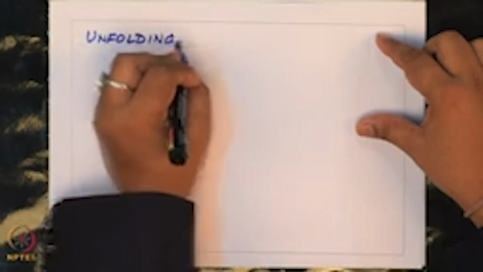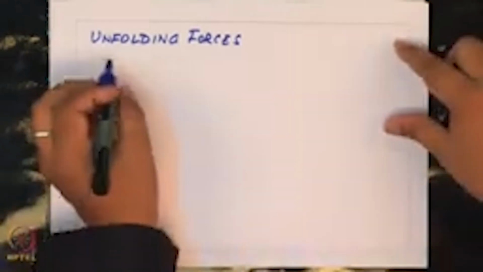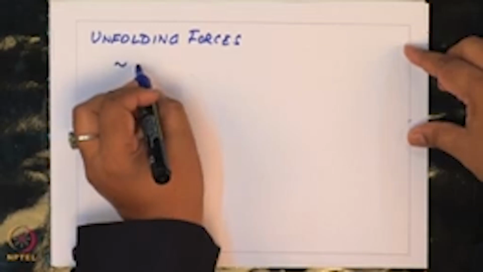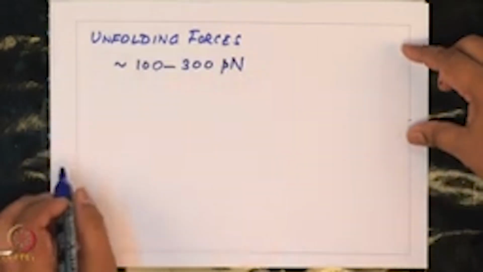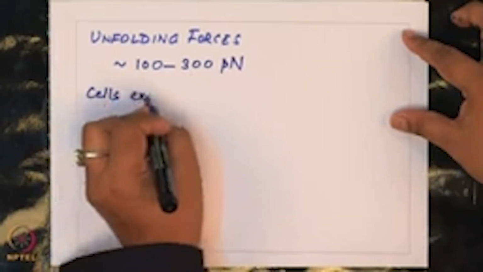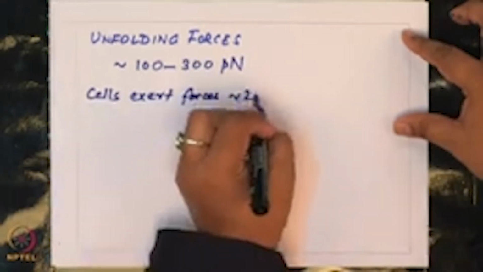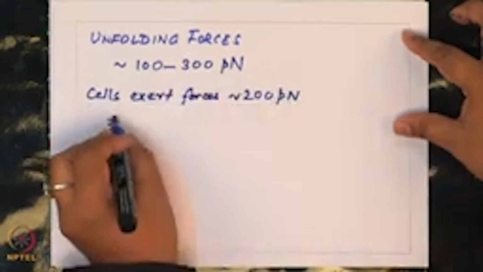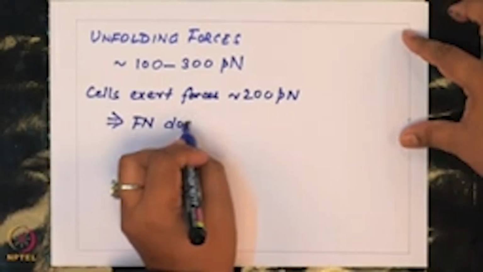How do the unfolding forces look? You have seen that unfolding forces have magnitude of the order of, let us say, 100 to 300 piconewtons, and it is known that cells can exert forces of the order of 200 piconewtons. So, this would imply that fibronectin does get unfolded.